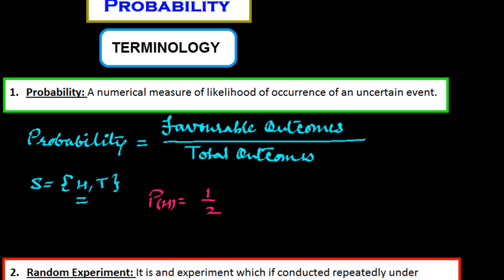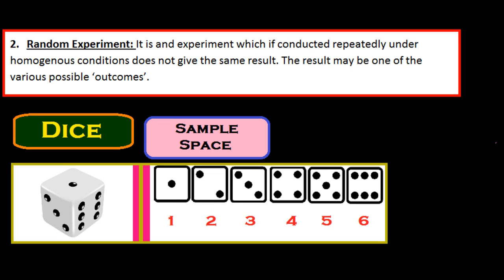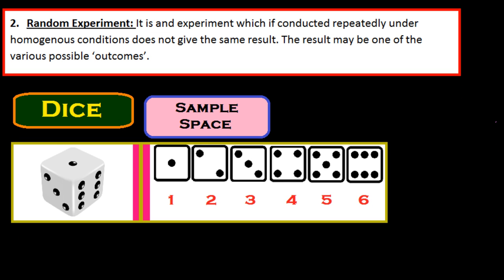Now I explain what a random experiment is. Whenever you study statistics or probability, you always see the random experiment. A random experiment is an experiment which, if conducted repeatedly under homogeneous conditions, does not give the same result. The result may be one of the various possible outcomes.